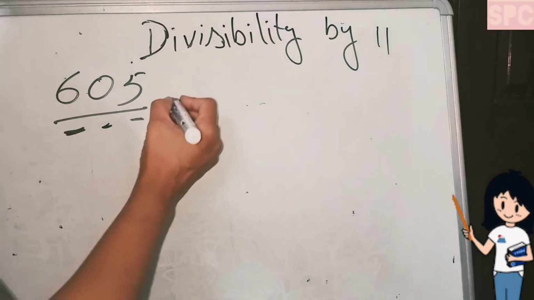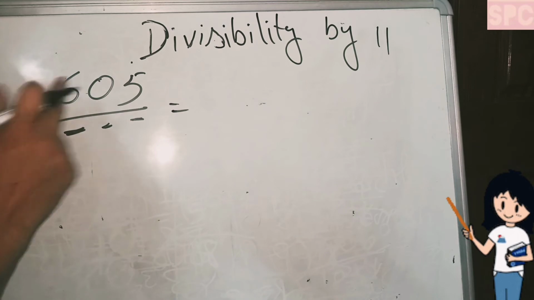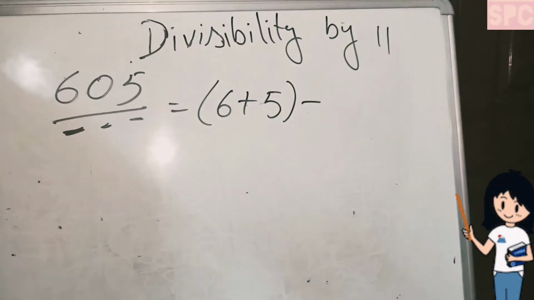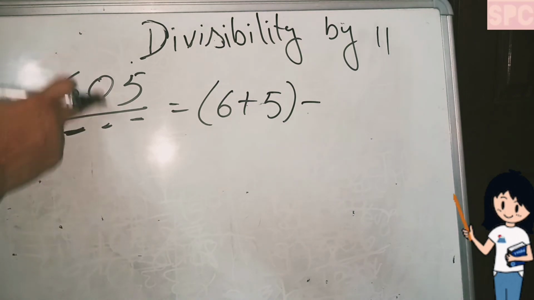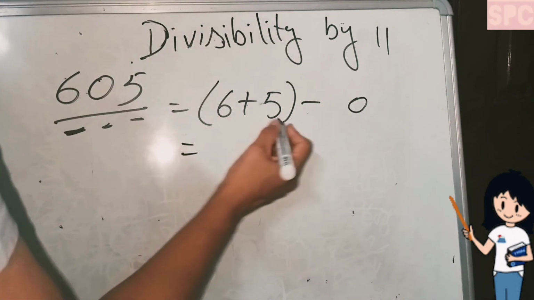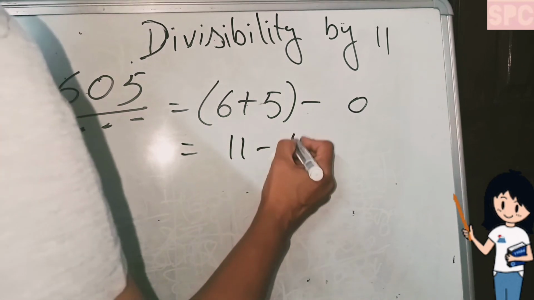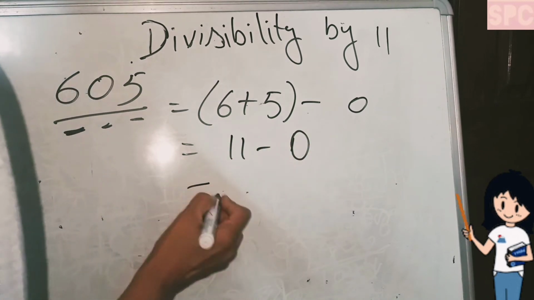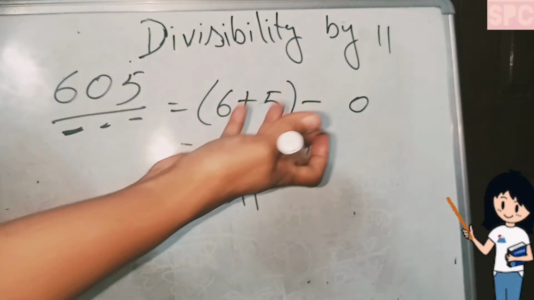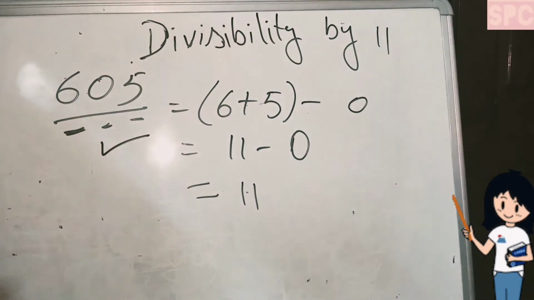So, let's add this. The digits at odd places are 5 and 6, so we will add 6 plus 5 minus the digit at even place. Here there is only one digit at even place, that is 0. So, 6 plus 5 is 11, minus 0 is equal to 11. And as 11 is divisible by 11, this number 605 is divisible by 11.